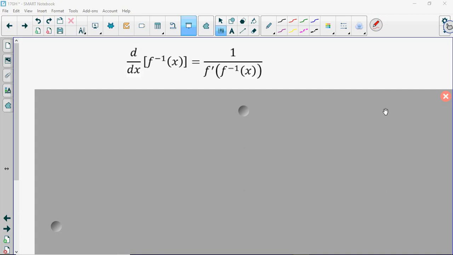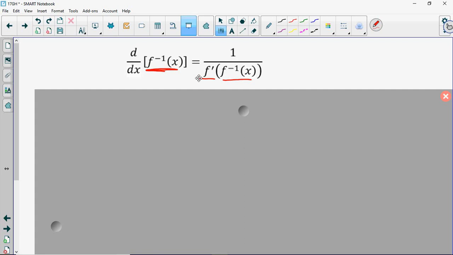However, there was actually a problem a few years back where the IB had students work through some steps to derive this formula, and then they had to apply it to some complicated situation. So I think this is interesting enough to look at. This says that if we have an inverse function and we want to take its derivative, that's going to be equal to 1 divided by the derivative of the original function evaluated at the inverse function.